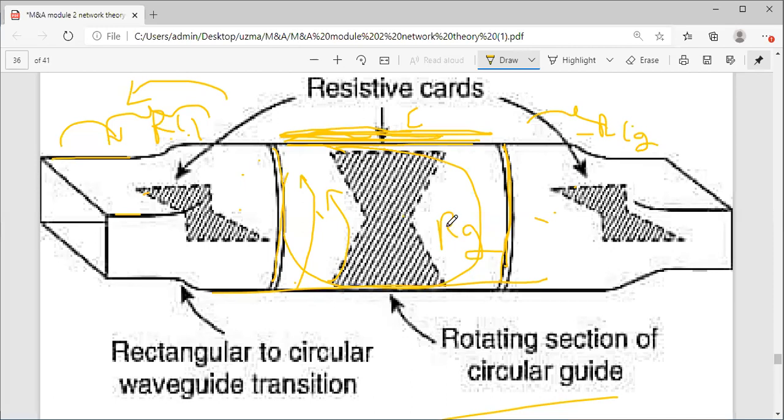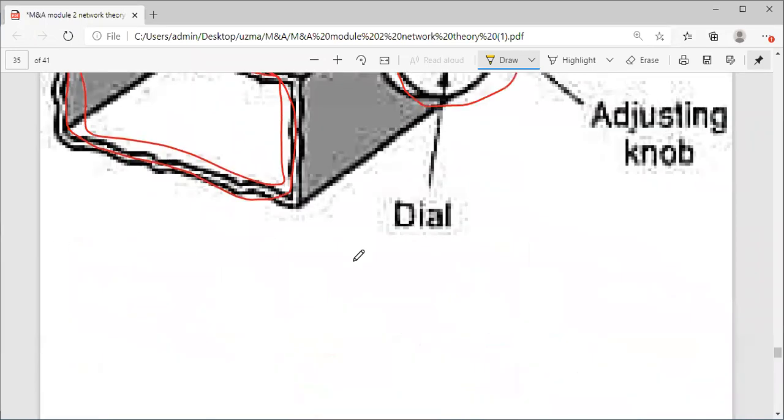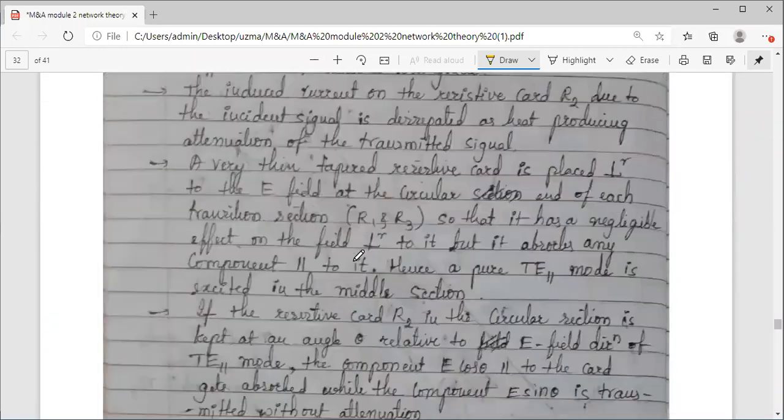rotation is possible. So as you rotate this circular section, the angle of the resistive card also keeps changing as you rotate. So depending upon the angle at which it is placed, your attenuation is decided. So please try to imagine that.